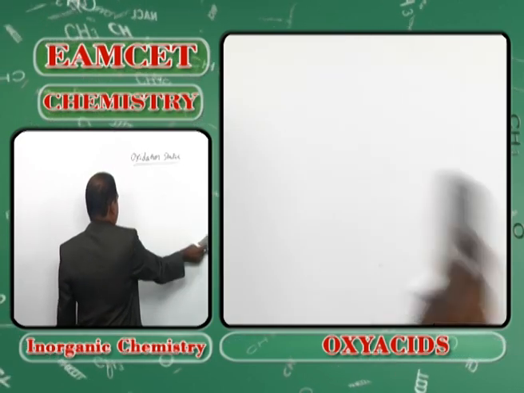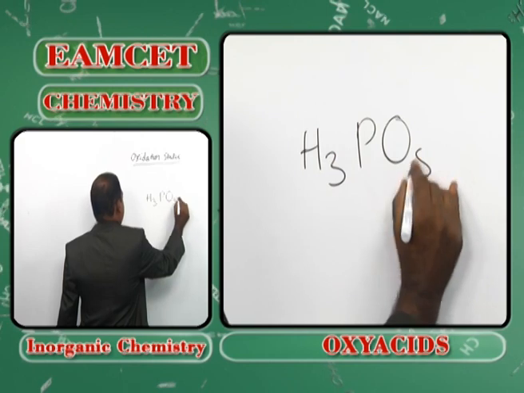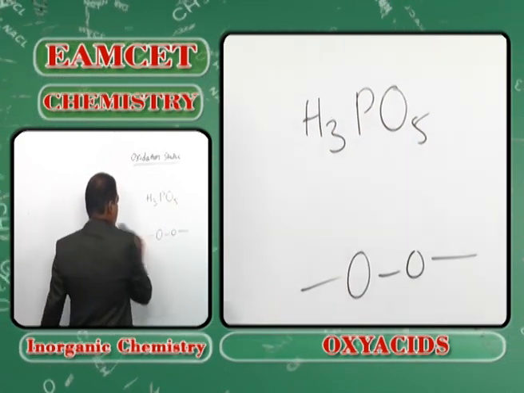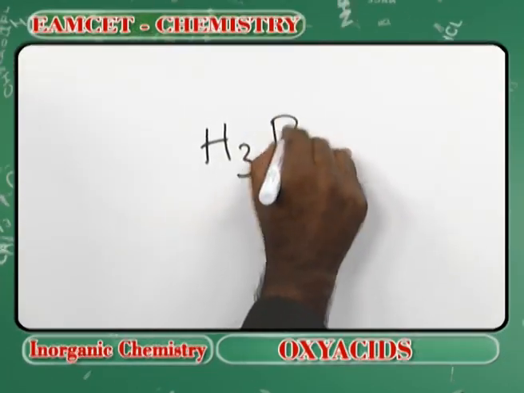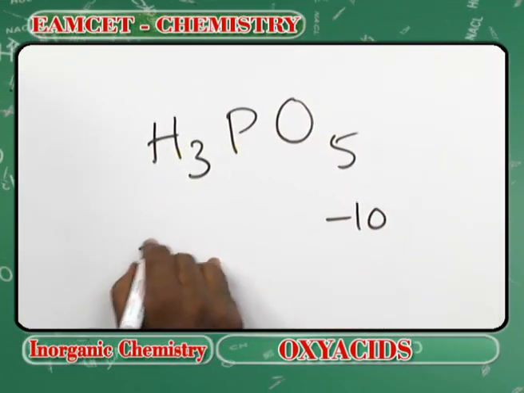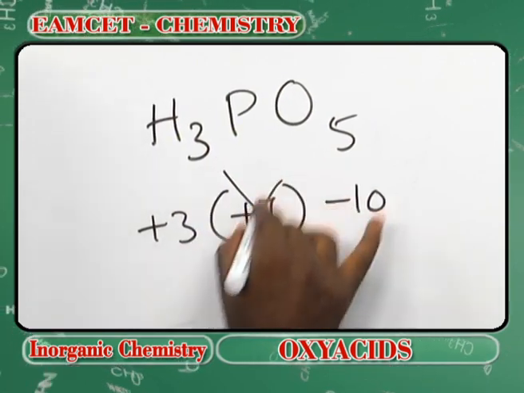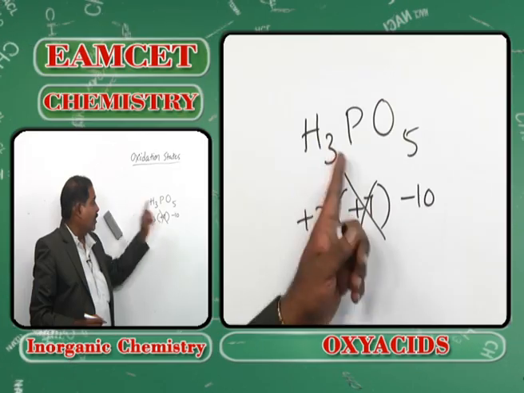Next, let us check another molecule. H3PO5. Does this contain an oxygen-oxygen single bond, which is called a peroxy bond? How to check? H3PO5. 5 oxygens give minus 10, plus 3 for hydrogens, so plus 7. Once again, impossible. Why is it impossible? Phosphorus maximum is plus 5 only.